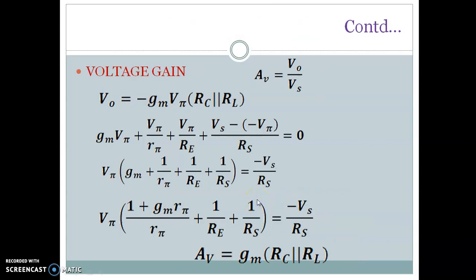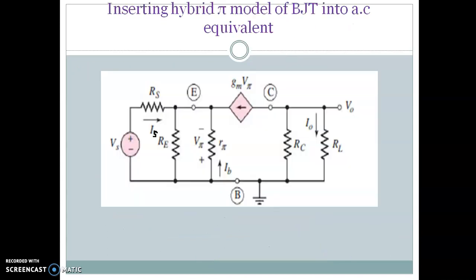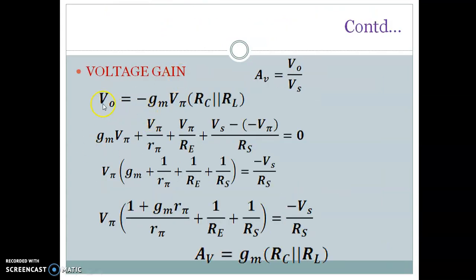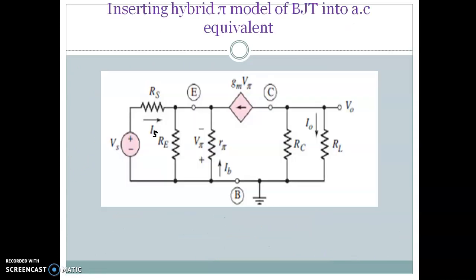Voltage gain AV is equal to V0 by Vs. So V0 is equal to minus GM V pi, RC parallel RL. Now, we have to find out what V pi is. For that we apply KCL at this node.